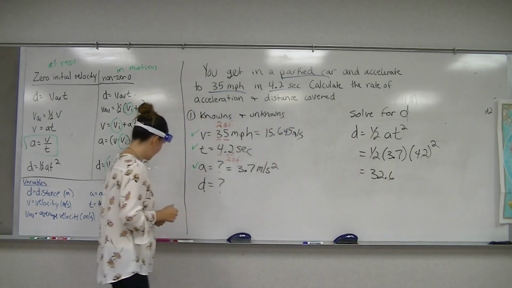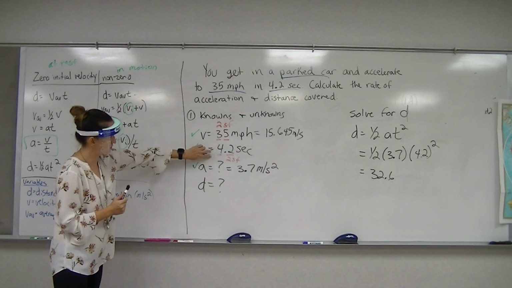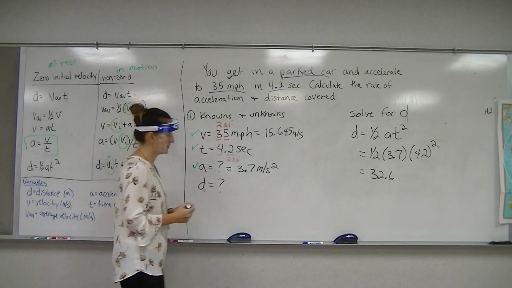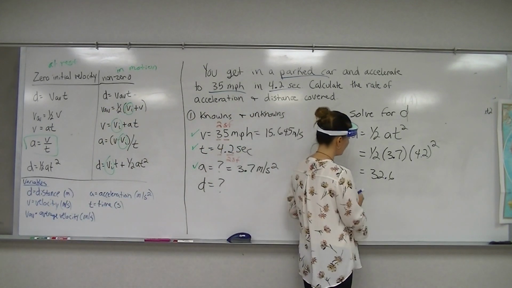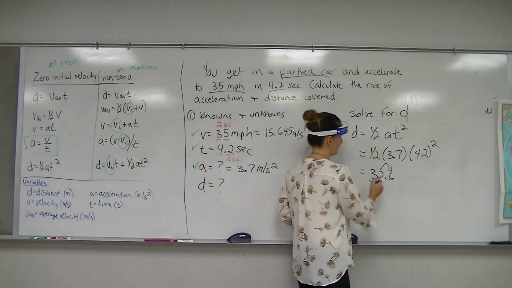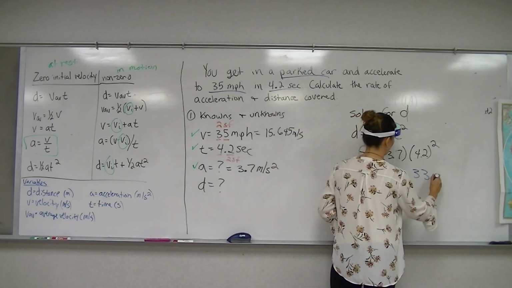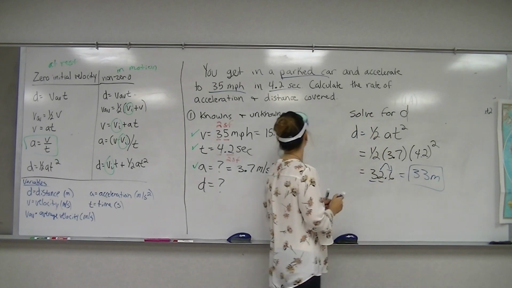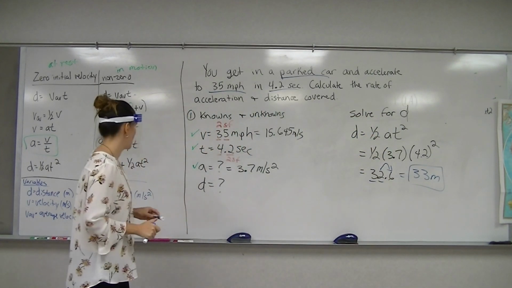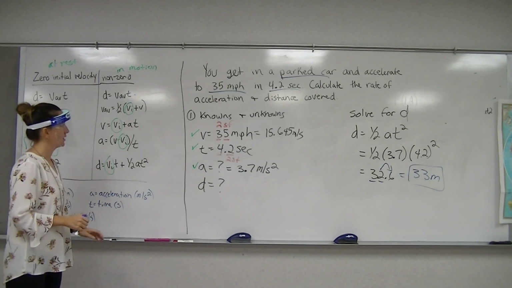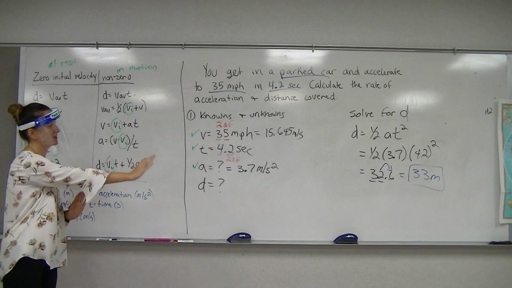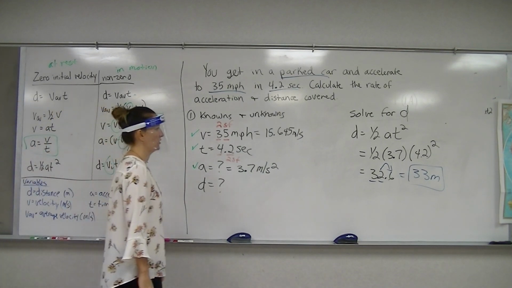Okay, but we want to keep with sig figs, and remember we said 2, so we only want 2 sig figs in our answer. And this time, we have to round up. This will be 33 meters. So what that means is to go from 0 to 35 miles per hour, that car covered a distance of 33 meters in that 4.2 seconds.